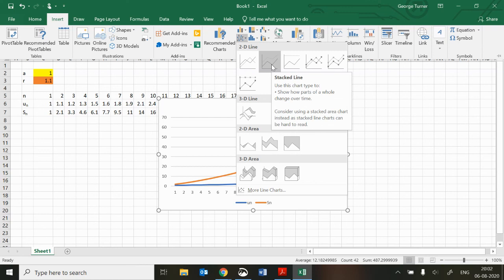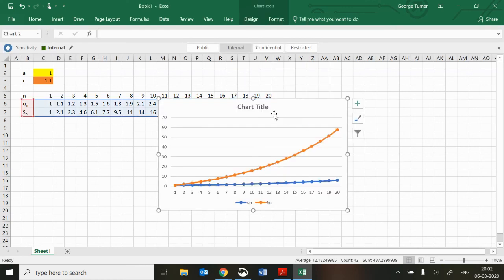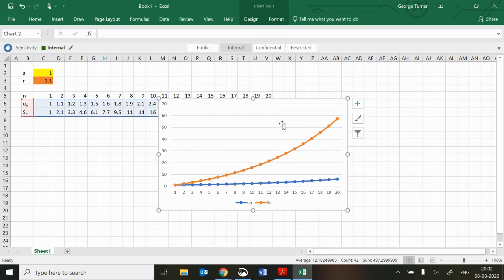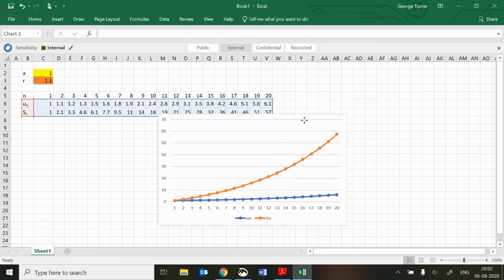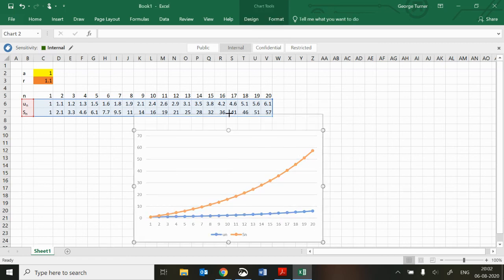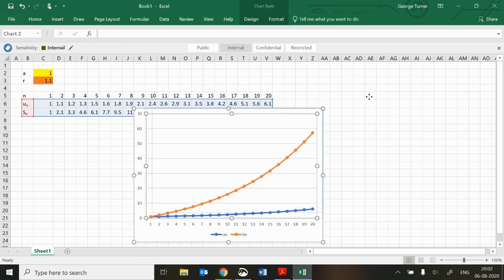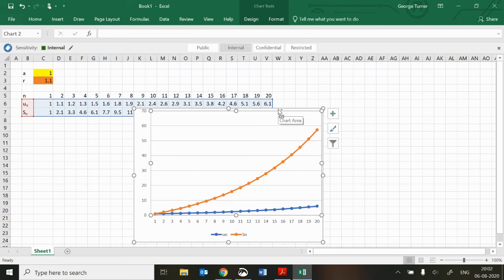And here we go. Let's do it like this. So there's our chart. Let's get rid of the title. I want that. And okay, so there's the chart. So, let's make it a bit bigger. Let's put it over to the side here a bit.